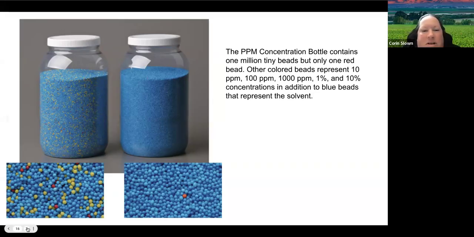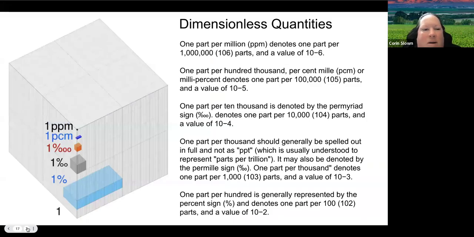Okay, I want you to take a moment and somewhere in your notes, I want you to sketch a cube. This is my best attempt at a cube. It's not perfect. Your cube doesn't have to be perfect, but sketch a cube. We're going to use this cube to help us make sense of these dimensionless quantities.